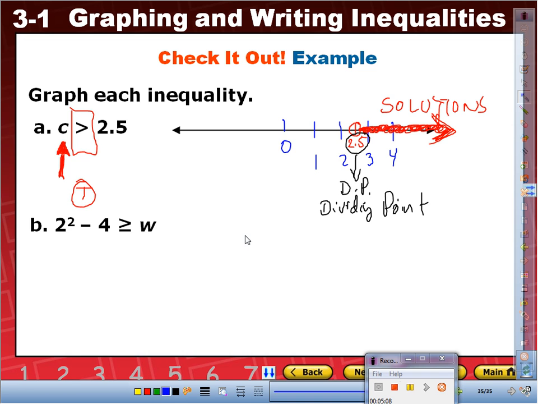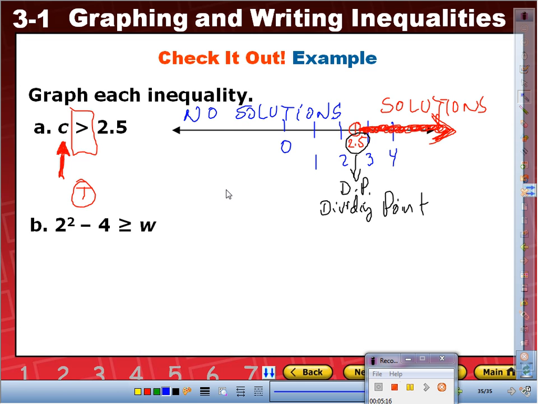The other section over here that is not shaded, these are my no solutions. What does that mean? That if I pick any of these numbers and I substitute them in there, it's going to make this false. So check this out. What if I substitute 0? Watch. Is 0 greater than 2.5? No, that's why these are not solutions to the inequality. Everybody got it? All right, so once again, the number that we start with on our graph is called the dividing point because it divides the number line into two sections, solutions and no solutions.